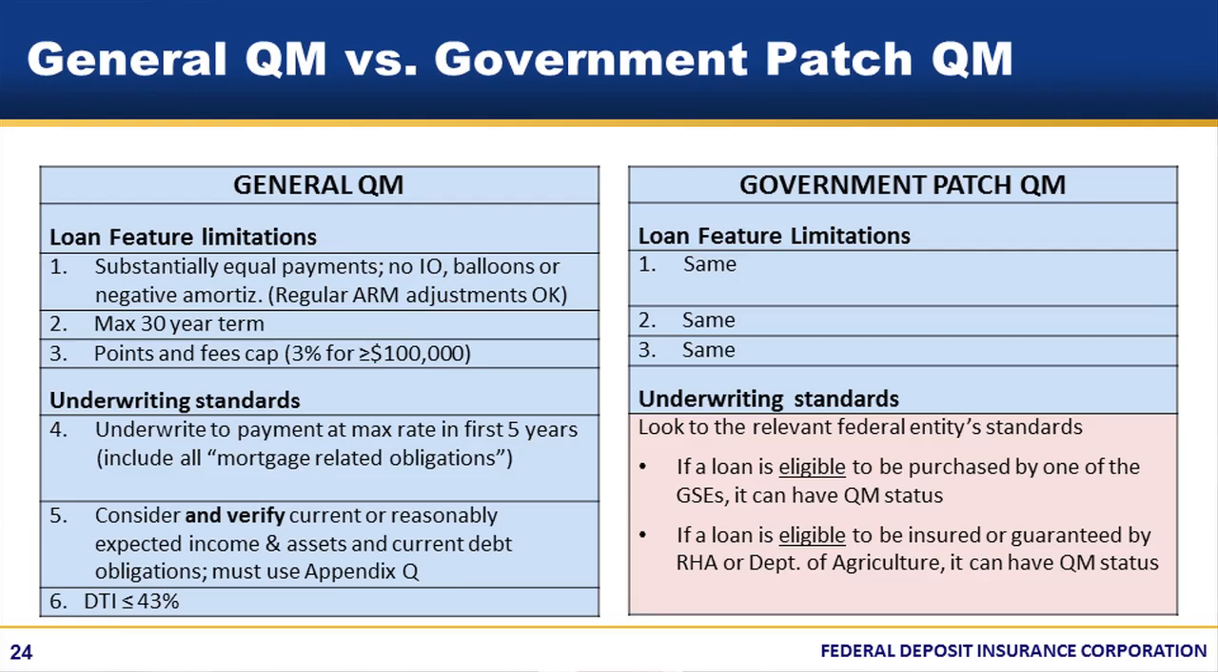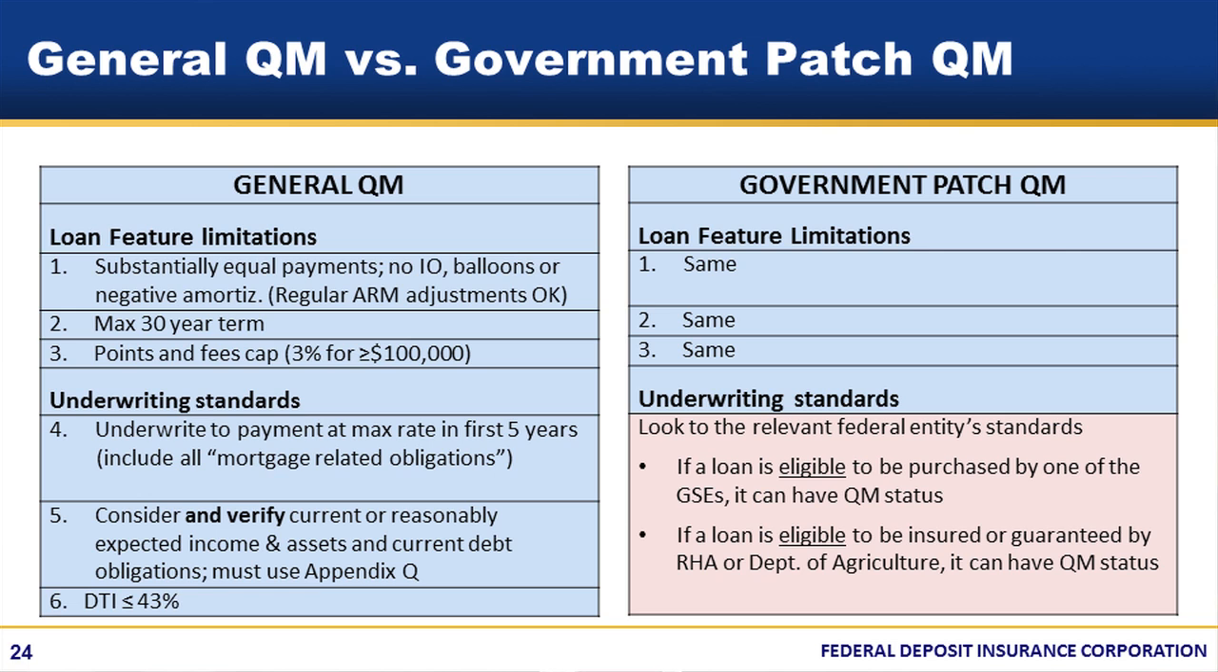Finally, there is a special temporary government QM. This is another option for banks that write conforming loans eligible for sale to the GSEs, Fannie Mae or Freddie Mac, or loans eligible to be insured by the Rural Housing Service or guaranteed by the U.S. Department of Agriculture. Let's compare this QM, which we're calling the Government Patch QM, with the General QM.